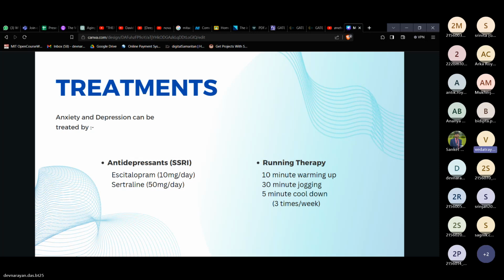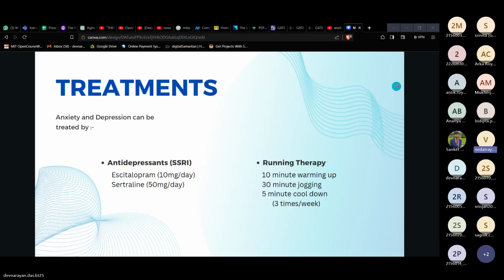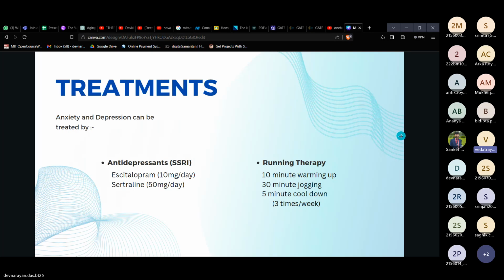Similarly, running therapy was prescribed to another group of patients. 3 sets of 15-minute, 45-minute outdoor running session was prescribed per week. They started with a 10-minute warm-up session, then 30-minute jogging at an intensity that maintains the heart rate, and the running session was ended by a 5-minute cooling down exercise.